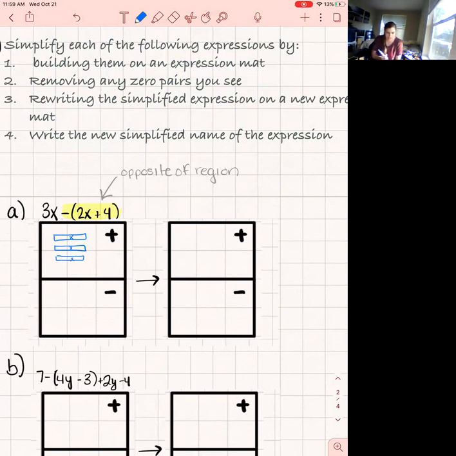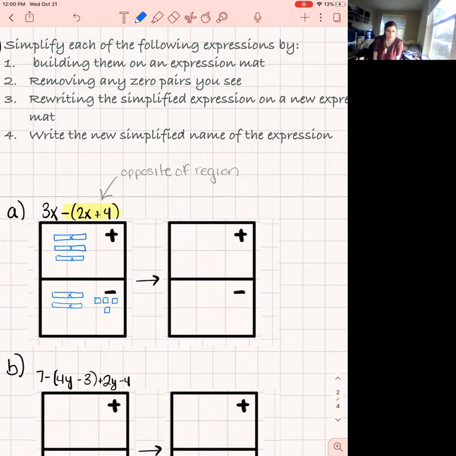Now I'm going to do my highlighted stuff. That all goes in the bottom region, the opposite of. I've got 2 blue X tiles and 4 blue unit tiles.